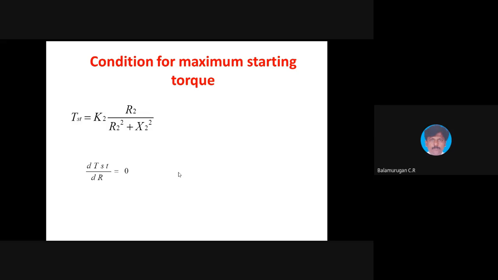Solve it and tell us. In the next slide we will have the answer. Okay. Anyway, you try to solve this equation. If you differentiate this, what is the answer you are getting?